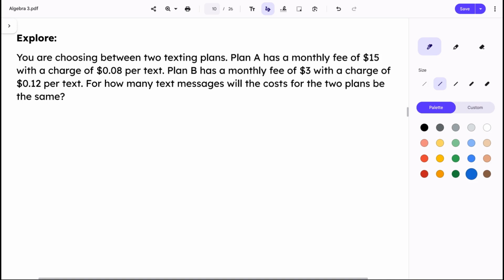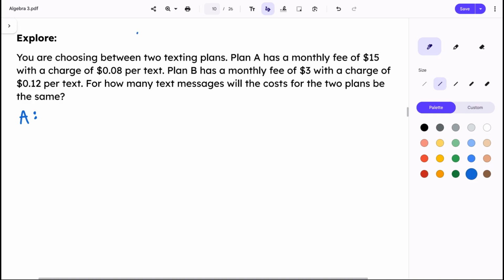Is it worth it to just pay for it individually, or is it worth it to pay for the plan or the membership? Now we have 2 plans they're comparing, A and B. A says that it's $15 flat per month and that it's 8 cents per text.